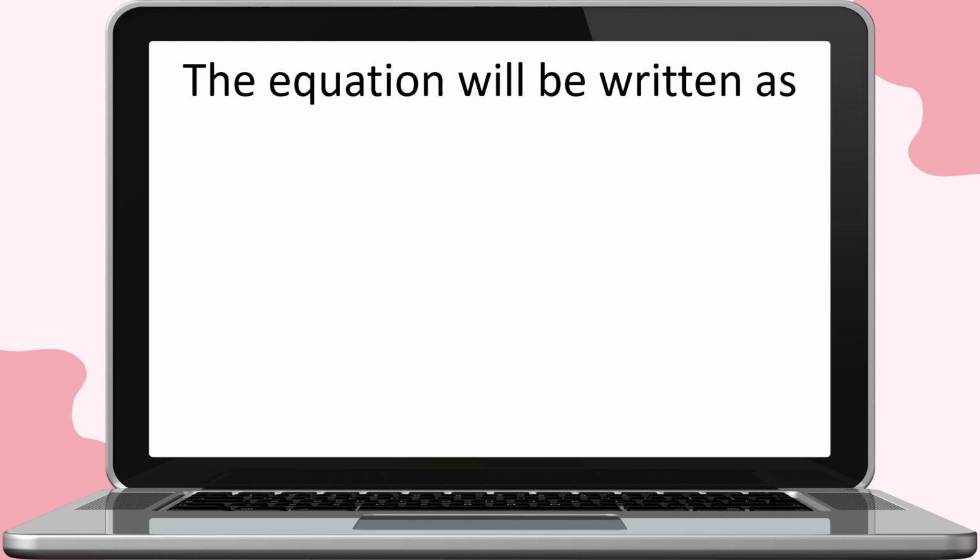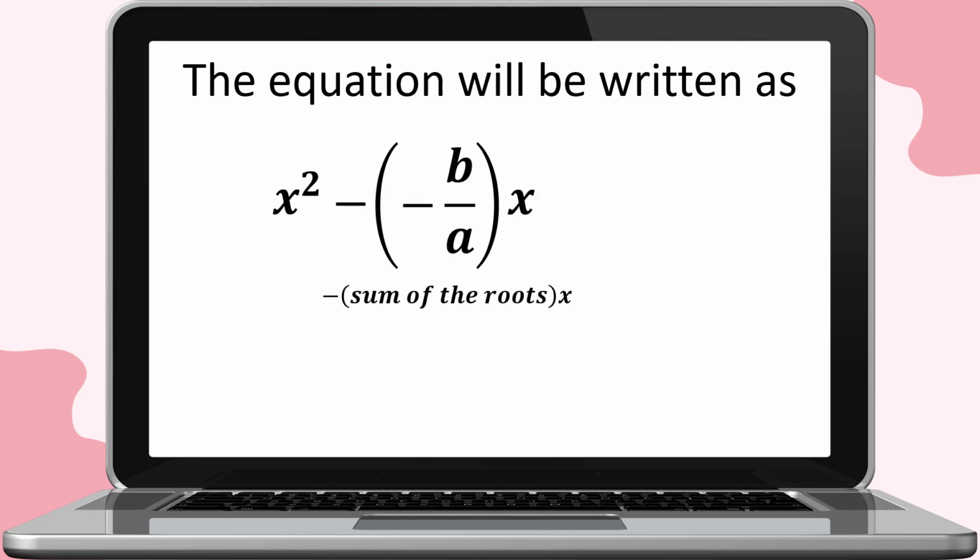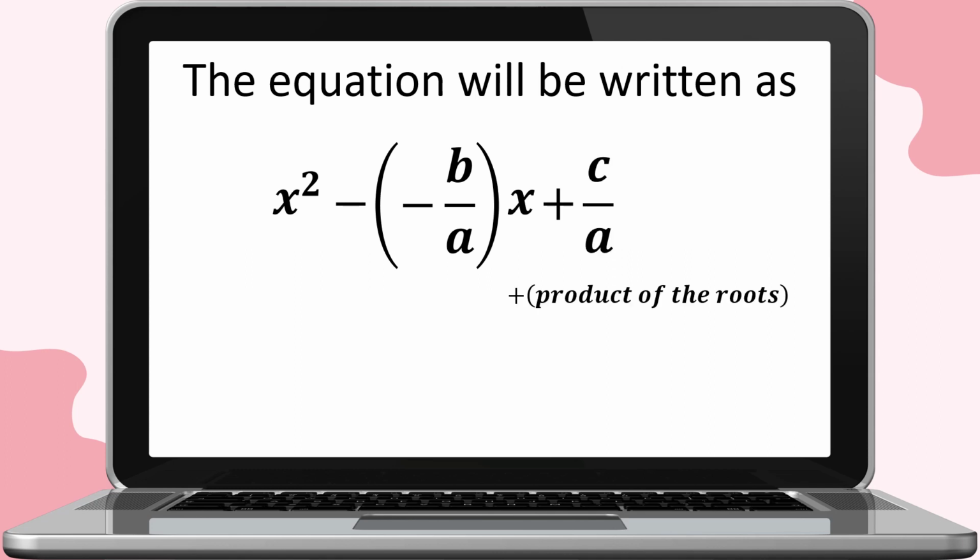Using the sum and product of the roots, we can now write our equation as x squared, then the opposite of the sum of the roots times x, plus the product of the roots equals 0.